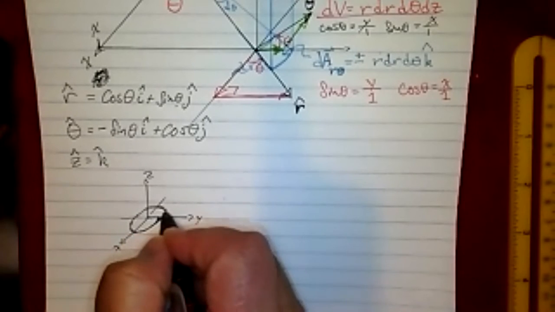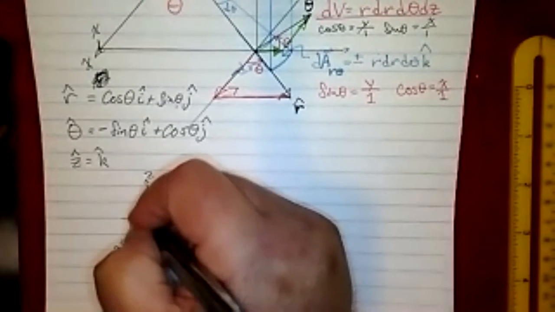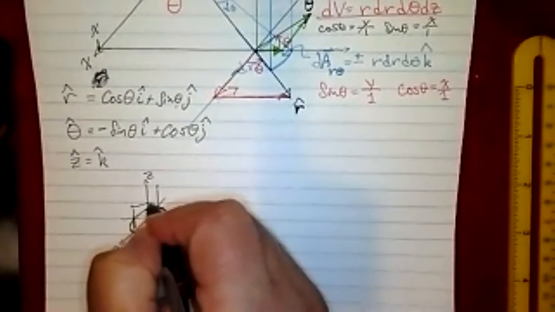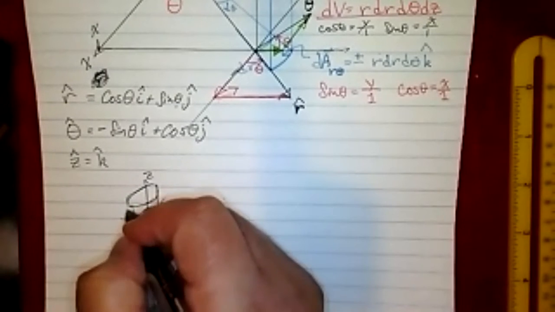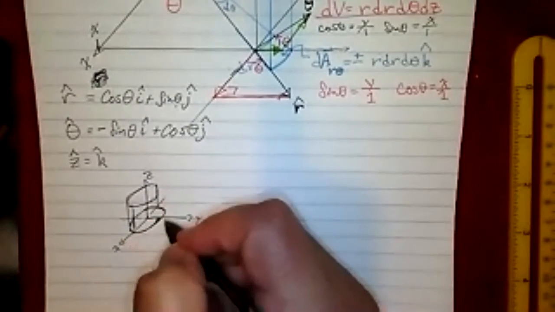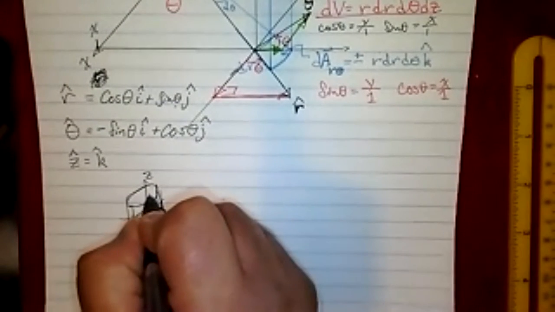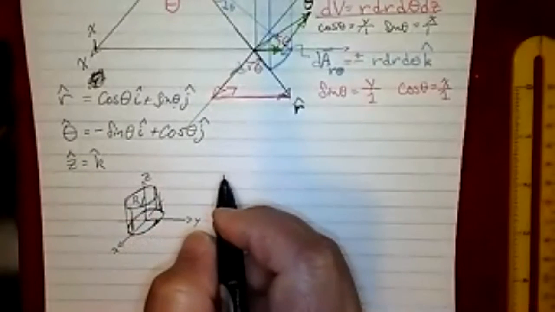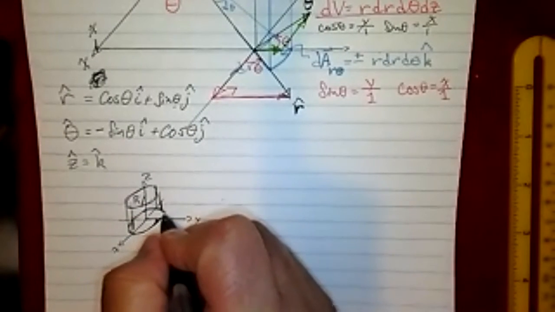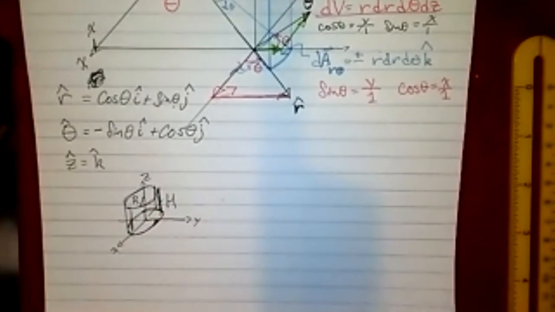So this would generally be the shape of it. And of course, it goes up this way and this way. And that would be our cylinder. So let's say the radius of the cylinder is big R. And let's say the height of the cylinder is H.